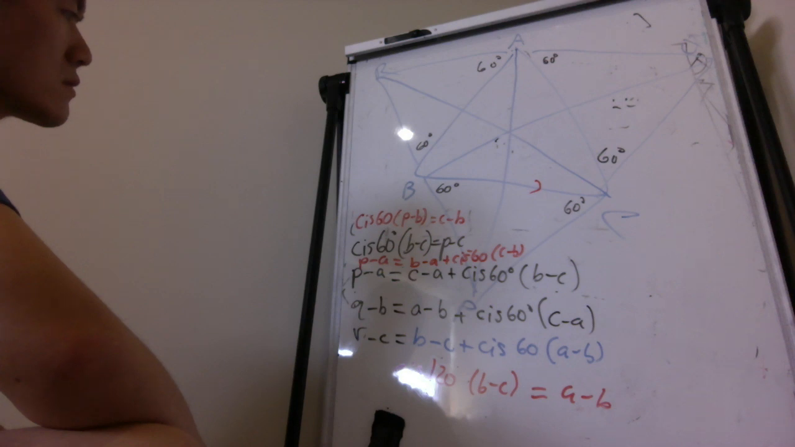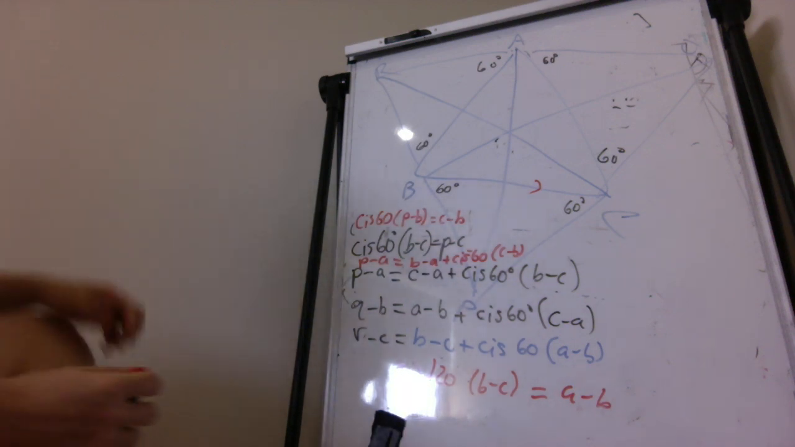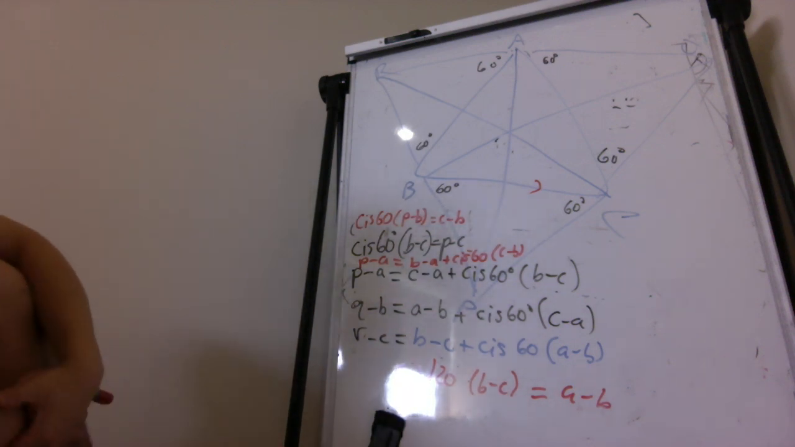P minus... Yes, this minus 60. And then that can somehow get to R minus C. Because now it fits out, yeah? There's B minus A and there's a B minus C. They're just in reverse.